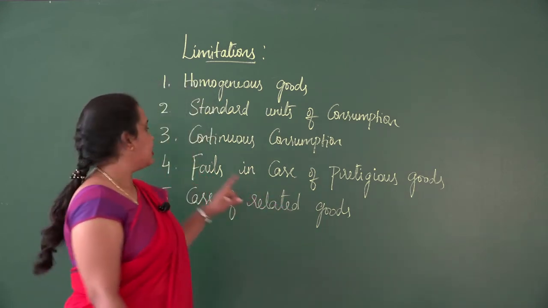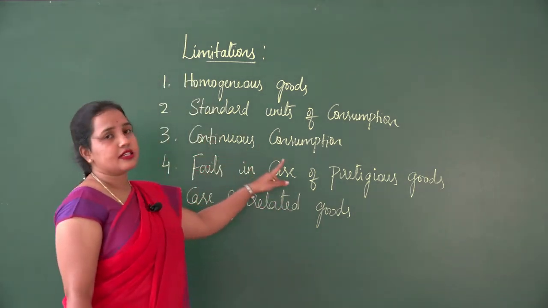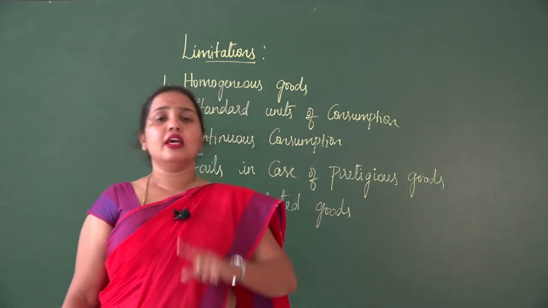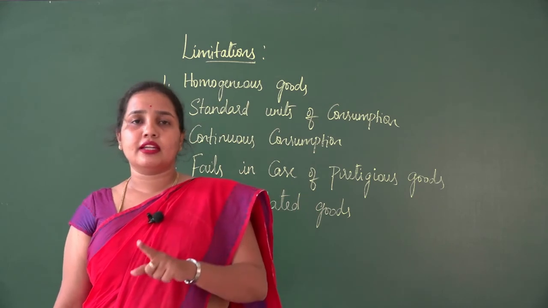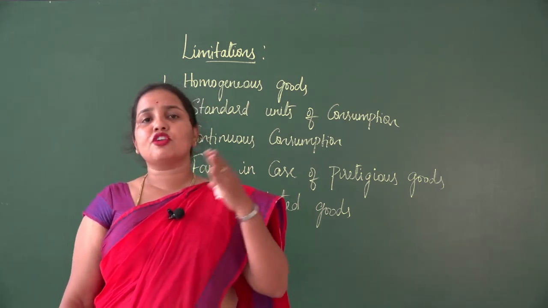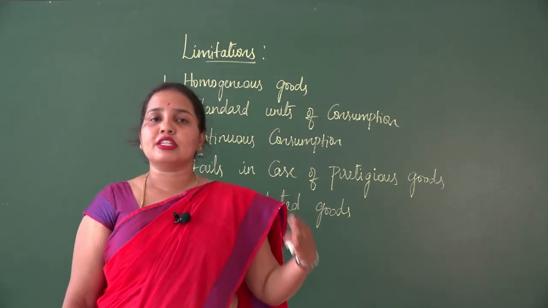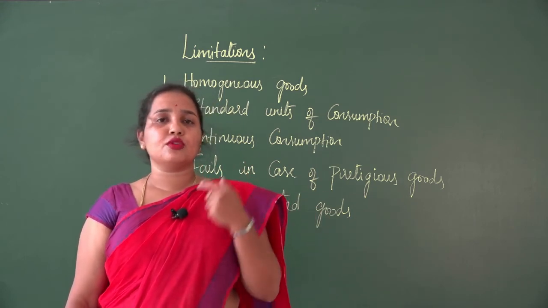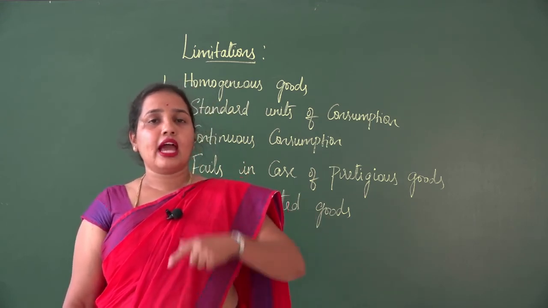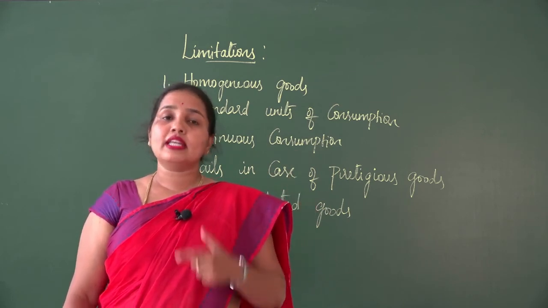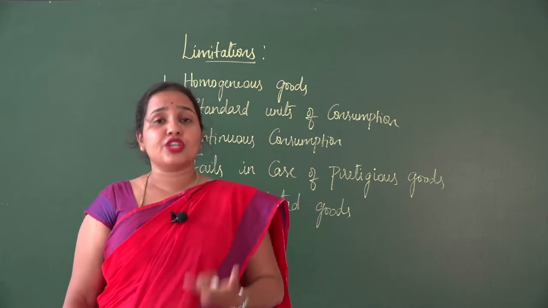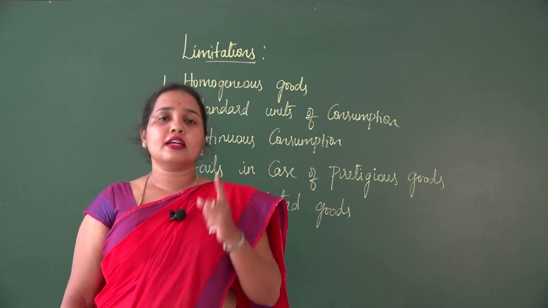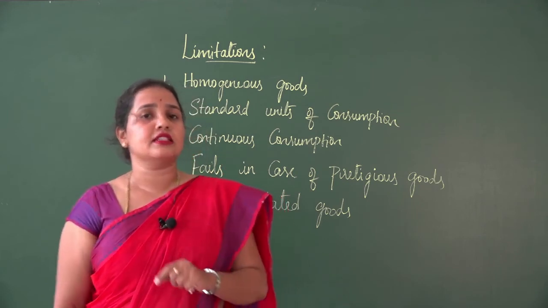The third limitation is continuous consumption. There must not be any time gap between the consumption of one commodity and the other. The consumption of commodities of different units must be continuous, one after the other. If we consume a commodity today and another commodity tomorrow, the satisfaction level changes, the utility changes. Therefore, we should see that the consumption takes place continuously.